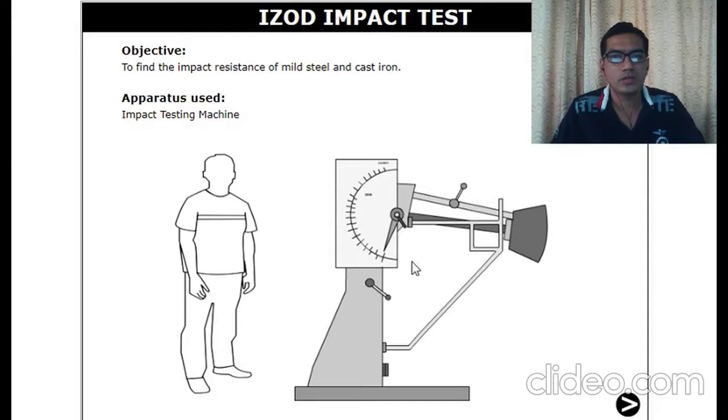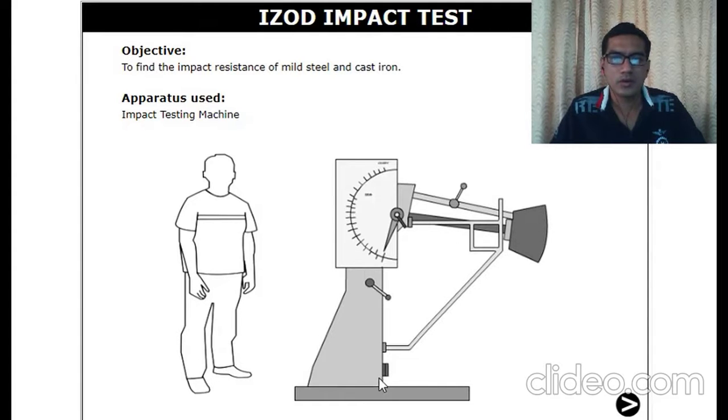You can observe the different components of this machine. The first important component is the pendulum, also called the striking pendulum, because the striker is placed inside this pendulum.